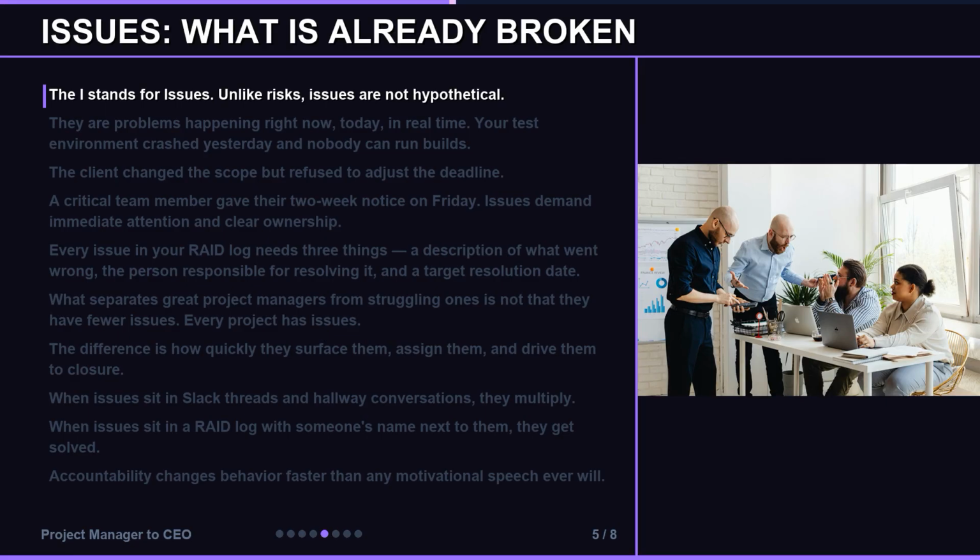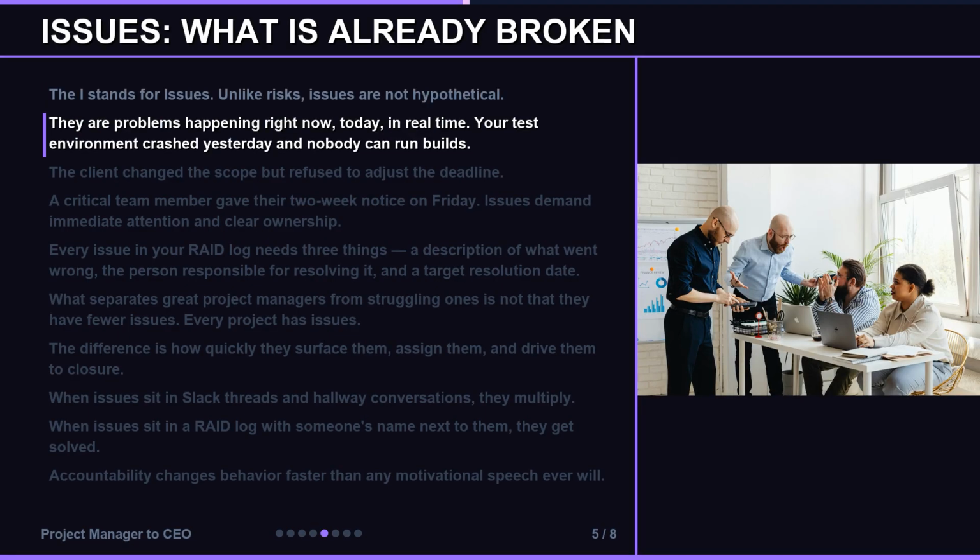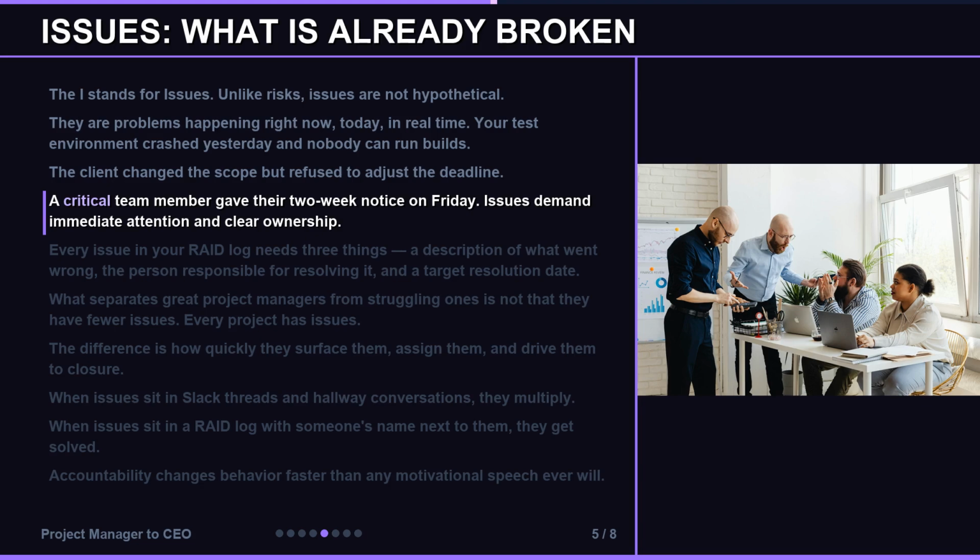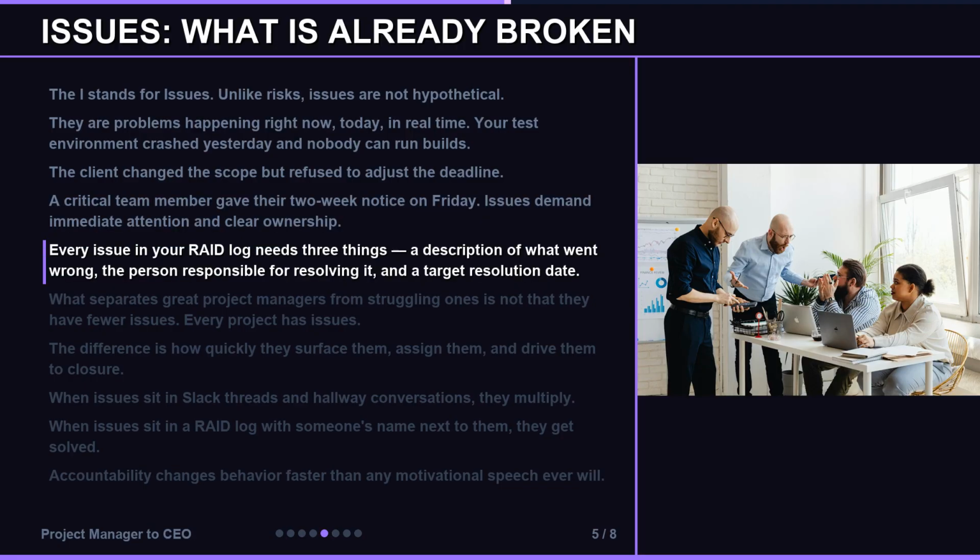Unlike risks, issues are not hypothetical. They are problems happening right now, today, in real time. Your test environment crashed yesterday and nobody can run builds. The client changed the scope but refused to adjust the deadline. A critical team member gave their 2-week notice on Friday. Issues demand immediate attention and clear ownership. Every issue in your RAID log needs 3 things: a description of what went wrong, the person responsible for resolving it, and a target resolution date.